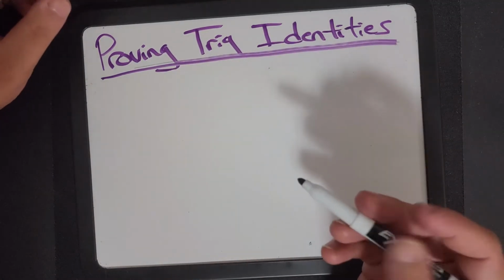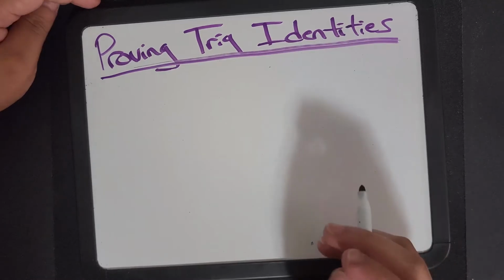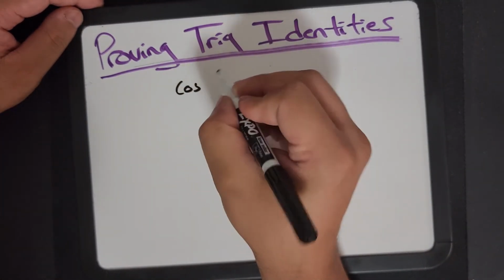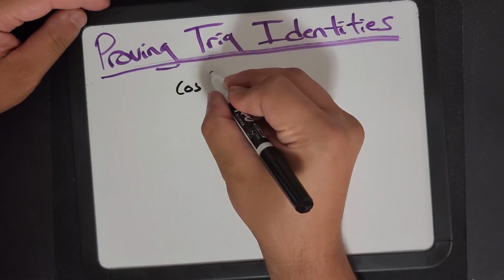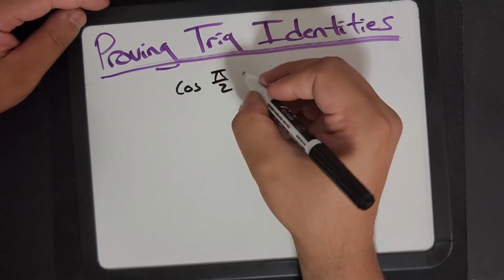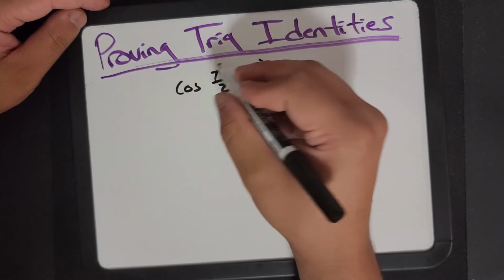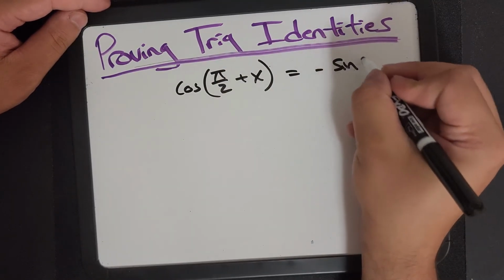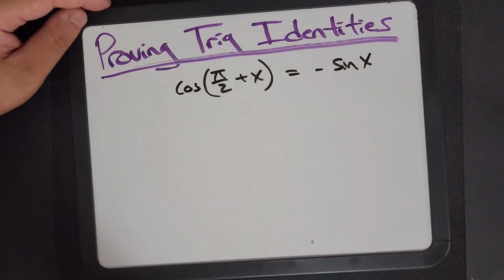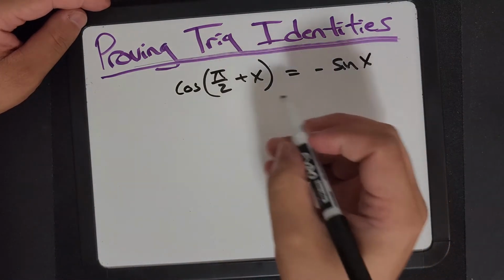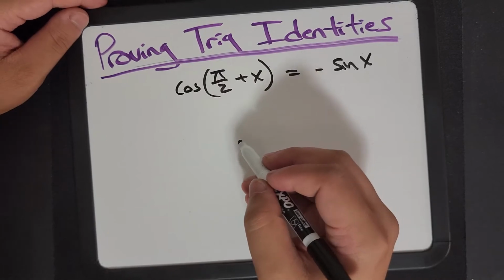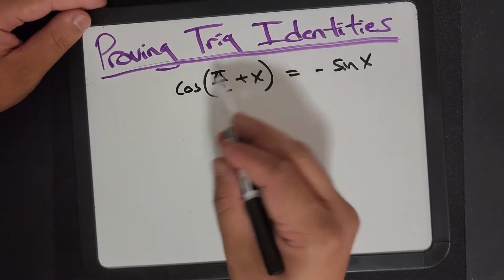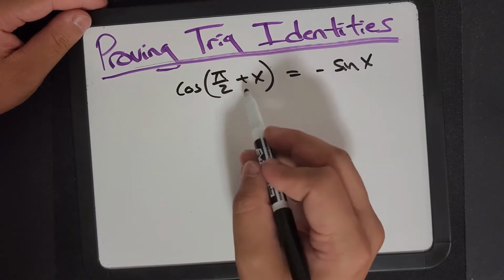Very easy, we just plug in a simple number and check. Now let's go back to proving. Let's say we have cos(pi over 2 plus x) is equal to negative sine x. So let's work with this side here. We know that this right here is a compound angle.